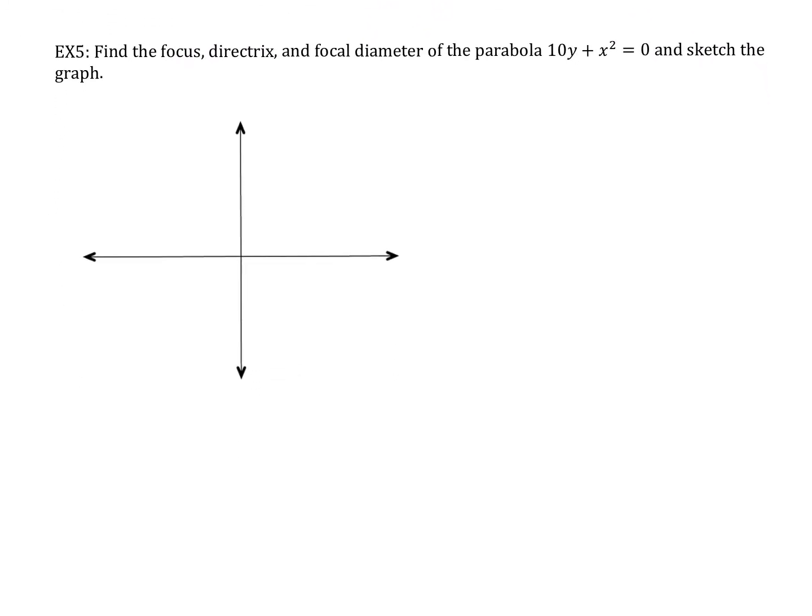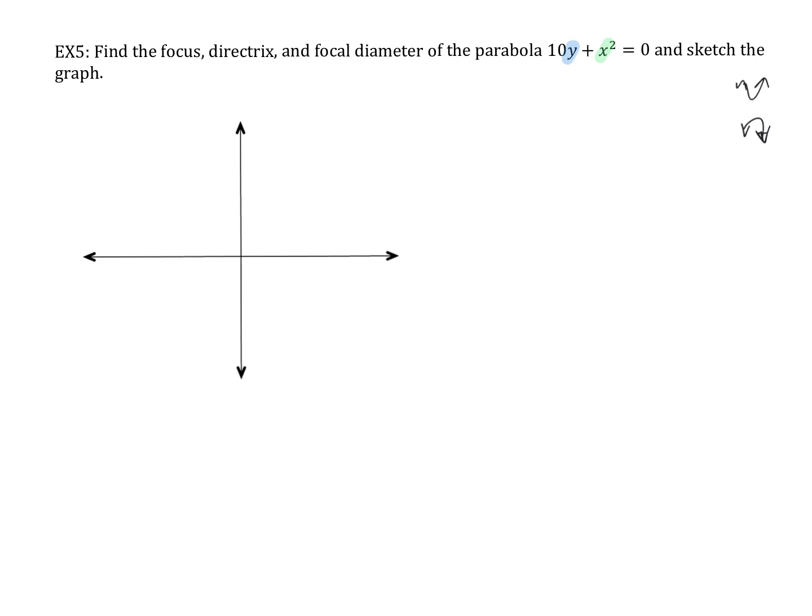All right, example 5. Find the focus, directrix, and the focal diameter of the parabola 10y plus x squared equals 0, and sketch the graph. Alrighty, once again, we need to decide which kind of parabola this is. Let's look at our x and y variables. Well, the x is being squared, so this means we're going to have a parabola that's opening up or down.